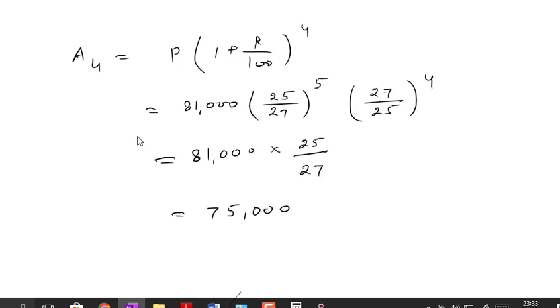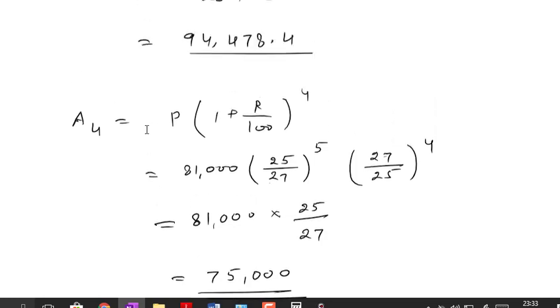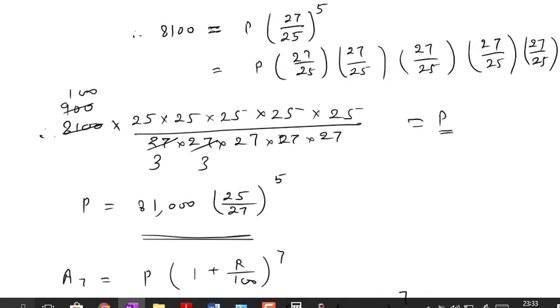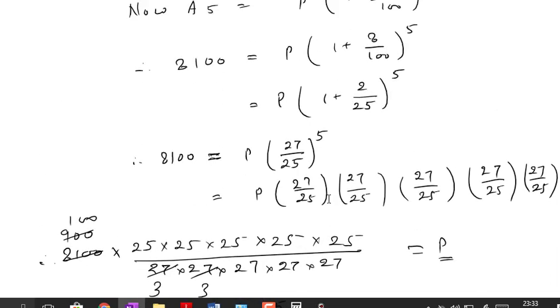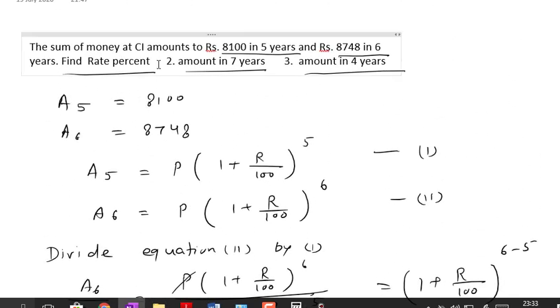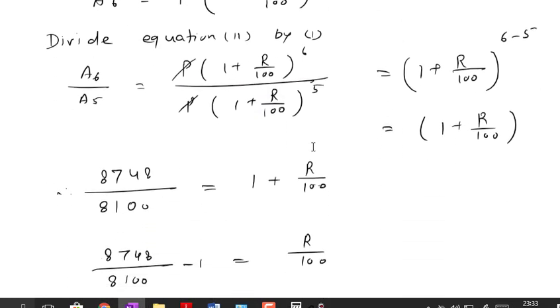So the amount after 4 years is 75,000, the amount after 7 years is 94,478.4. Principal is 81,000 into 25 upon 27 power 5. Rate of interest is 8%. So what is asked first? Rate percent 8%, and the amount in 7 years and the amount in 4 years. So again, a very lengthy question.